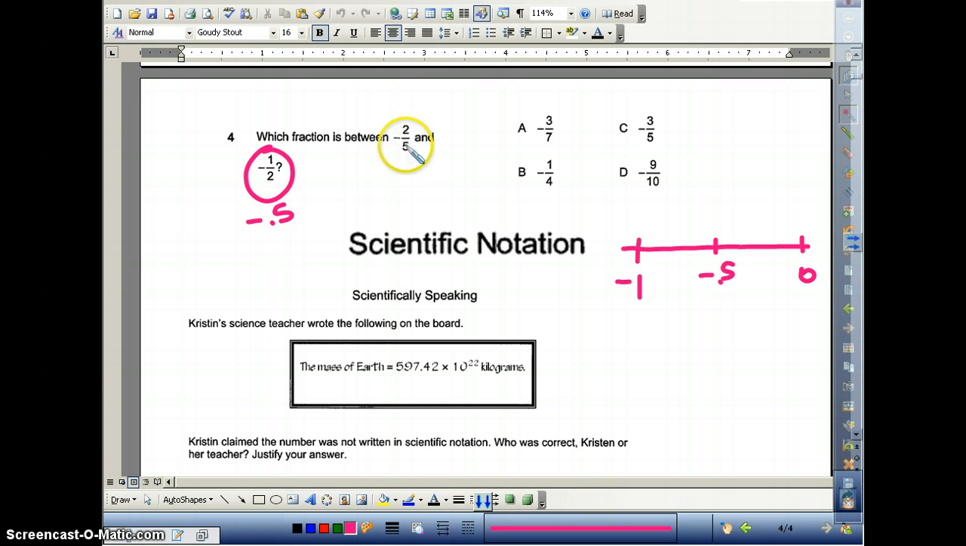What is 2/5 as a decimal? Remember your 5-finger rule, 0.2, 0.4, 0.6, 0.8, 1 whole? So that's -0.4, about right here. They want to know which one of these fractions falls in this range here.